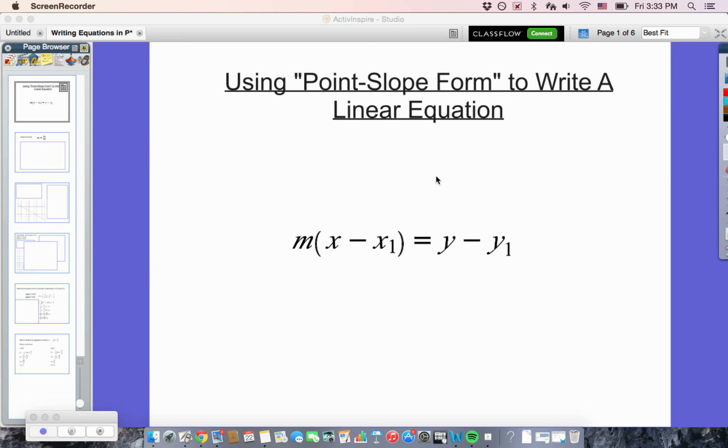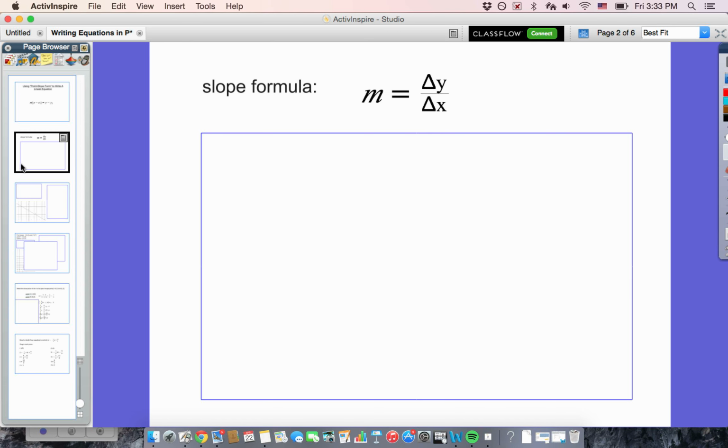Okay, so today we're going to talk about how to use point slope form to write a linear equation. This is what point slope form looks like, and I'll explain this a little more later. But first, let's look at our slope formula.